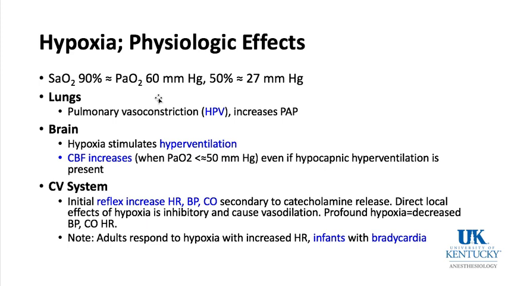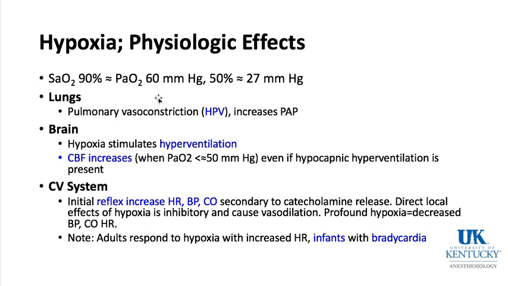Now, what about the cardiovascular system response to hypoxia? When someone's getting hypoxia and the saturation is going down in an adult, their heart rate goes up. Oftentimes they get hypertensive. Their cardiac output goes up as norepinephrine release occurs from the stress of being hypoxic. But the direct local effect of hypoxia is inhibitory on the heart and causes vasodilation of blood vessels. And at profound hypoxia, the blood pressure goes down, the cardiac output goes down, and the patient becomes bradycardic.